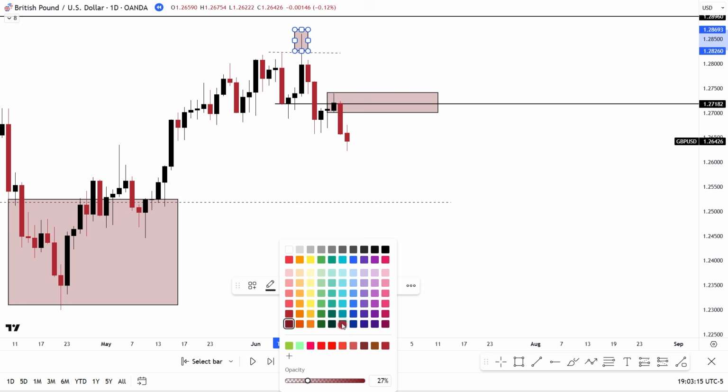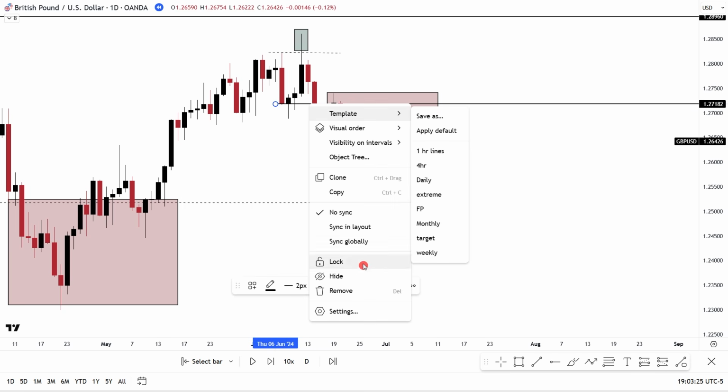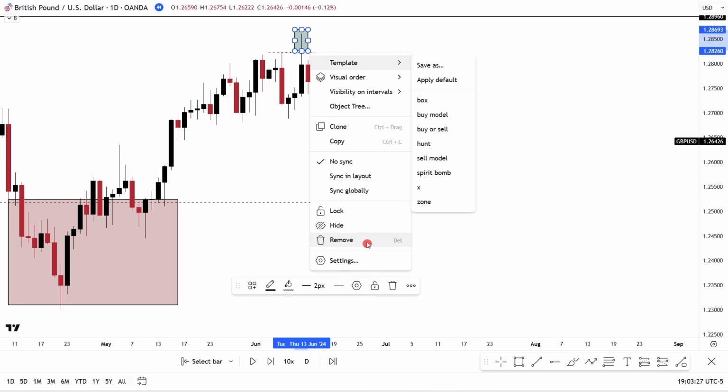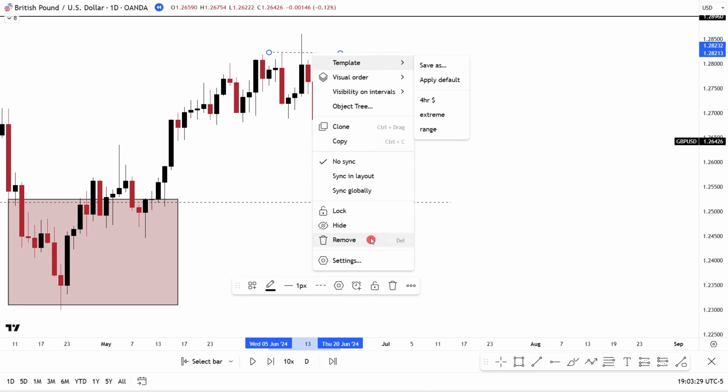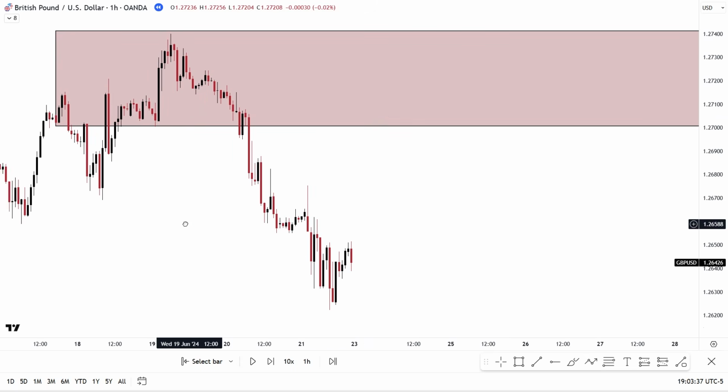So let's say where the buyers got trapped. And then price broke down and closed below the dominant markup. So this is our point of interest. Let's remove all this. So now we're going to go on the 1 hour time frame to confirm our entry.